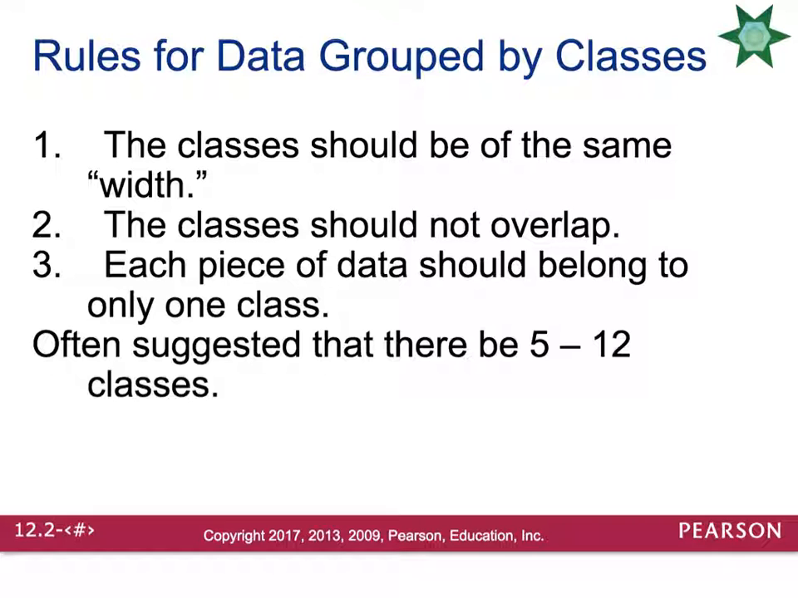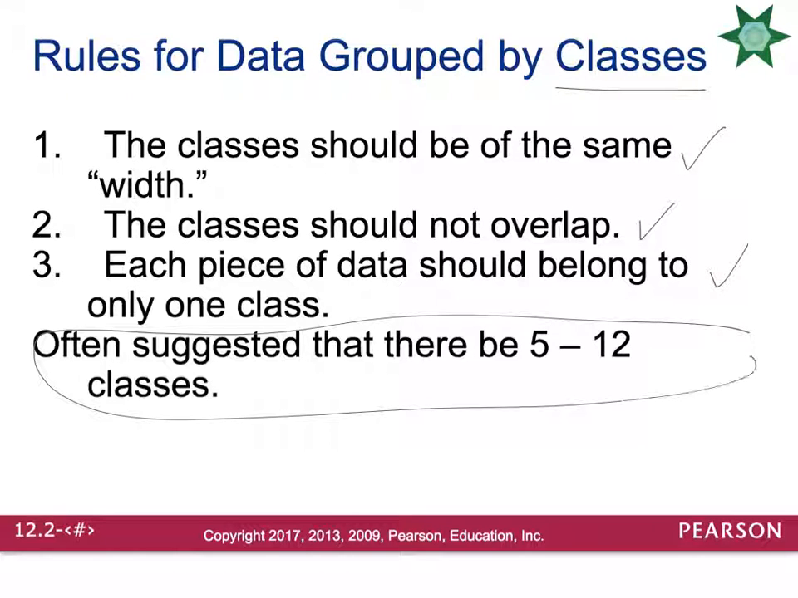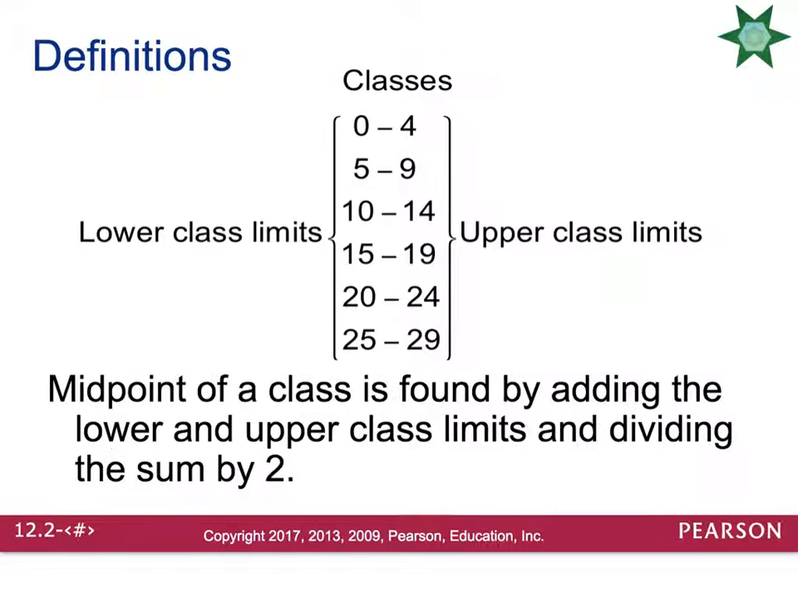Now, sometimes instead of just listing the 0, 1, 2, 3 off to the side, we like to use classes, which are going to be ranges of values. The classes all need to be of the same width. The classes should not overlap. A piece of data should not belong to more than one class at a time. And it's recommended that you have between 5 and 12 classes. If not, your data can be skewed and you don't get the full response that you're looking for.